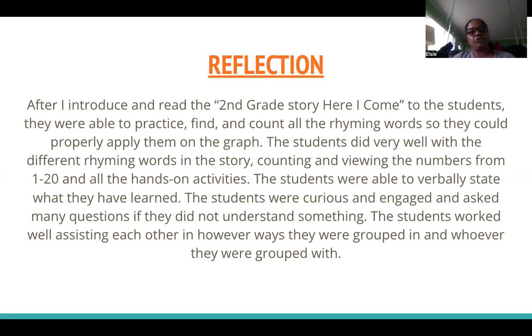Reflection. After I introduce and read the second grade story, I come to the students. They were able to practice, find, and count all the rhyming words that they could properly apply on the graph. The students did very well with the different rhyming words in the story, counting and viewing the numbers from 1 to 20. The students were able to verbally state what they have learned. The students were curious and engaged and asked many questions if they didn't understand something. They worked together and assisted each other in the way they were grouped and whoever they were grouped with.